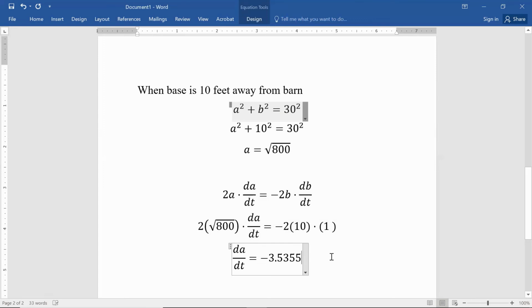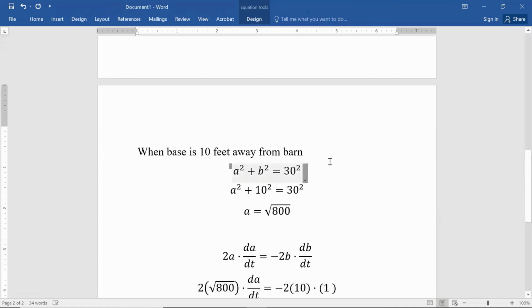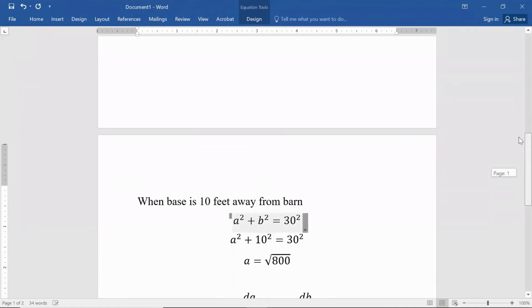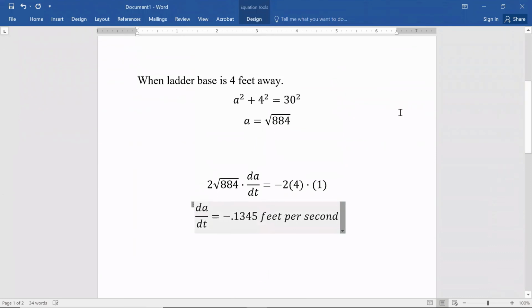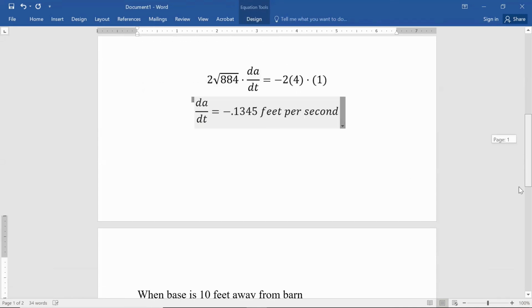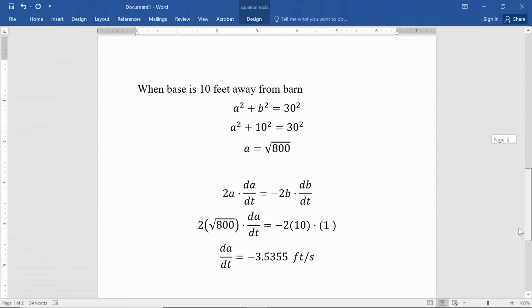So as the base gets away, the top of the ladder is falling down. That's what that negative is symbolizing. And again, this is feet per second. So notice when our base was pretty close to the barn, moving out that base a little bit didn't change the top a whole lot. But when our base was pretty far away from the barn, moving out a little bit mattered significantly.